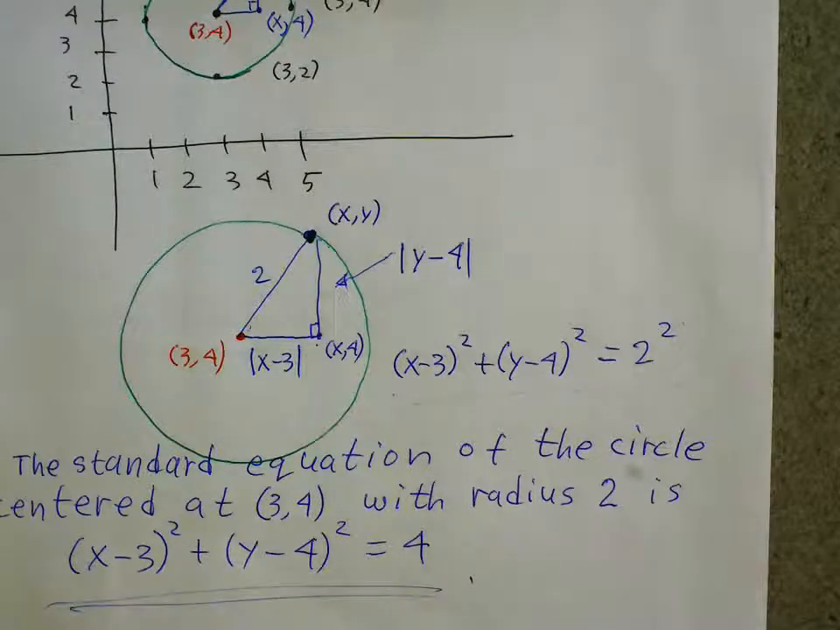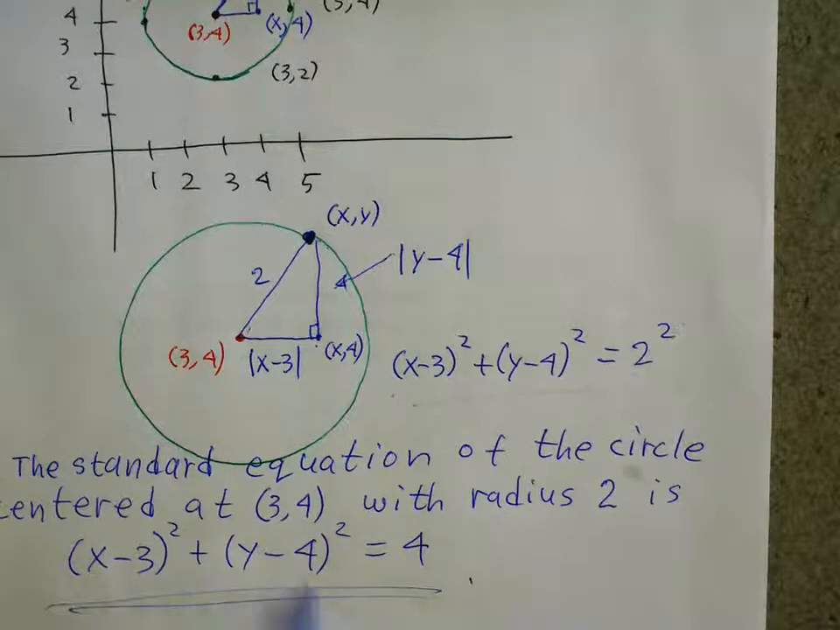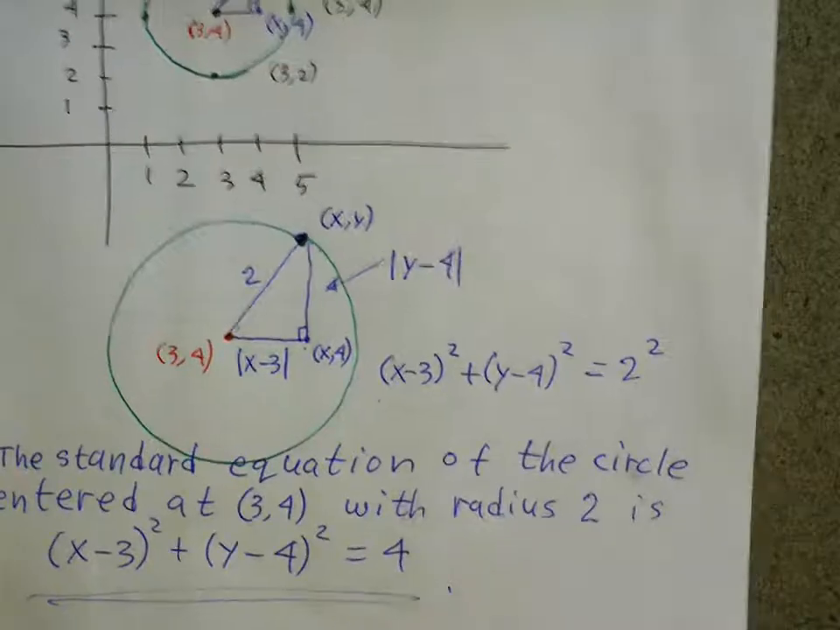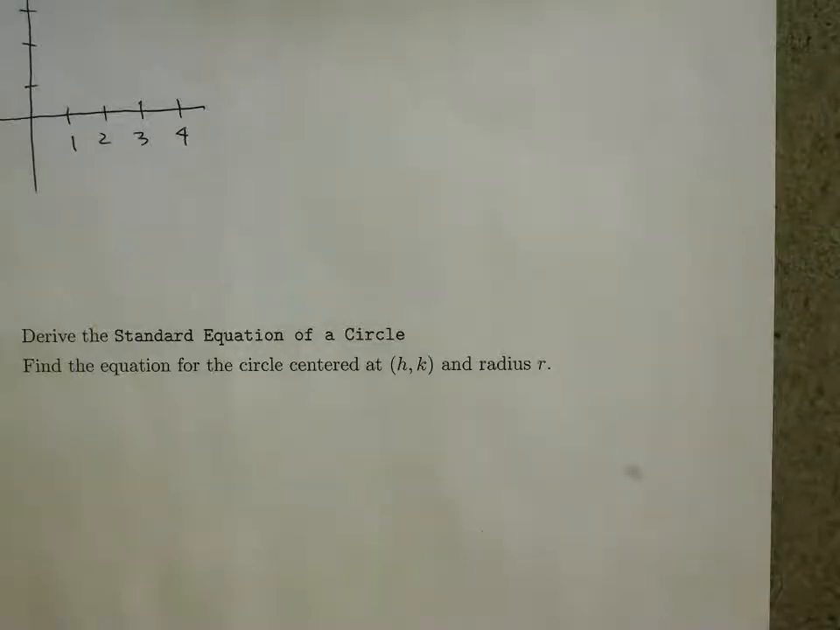So the nice thing about the standard equation of a circle is just by looking, we can identify the x and y coordinates of the center, and we can also identify the radius by taking the square root of the number on the right-hand side.